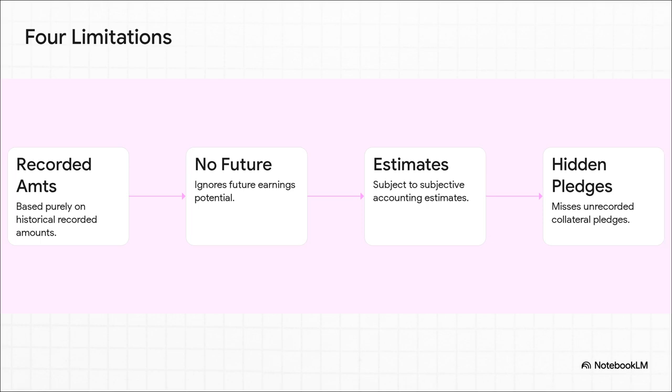Number 1, it's based purely on recorded amounts. Number 2, it completely ignores future earnings potential. Number 3, those recorded amounts are heavily subject to accounting estimates. And number 4, it entirely misses hidden liabilities like unrecorded collateral pledges.